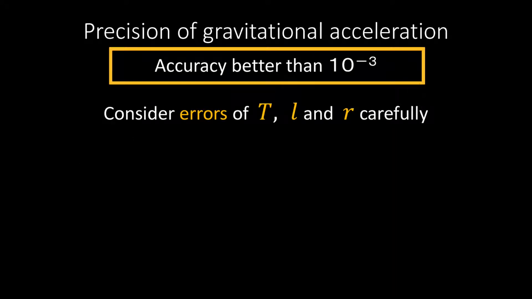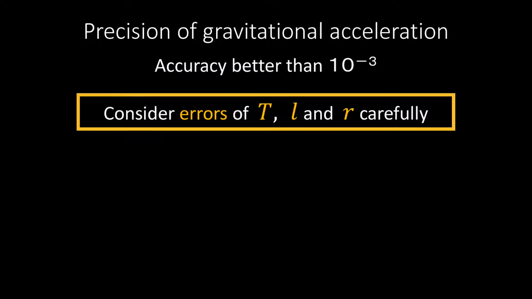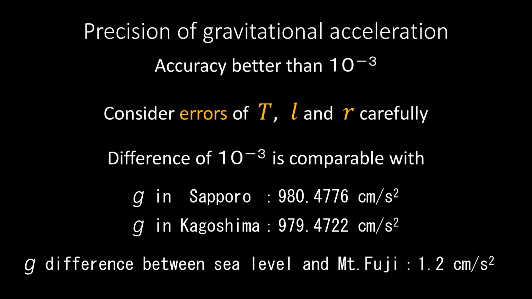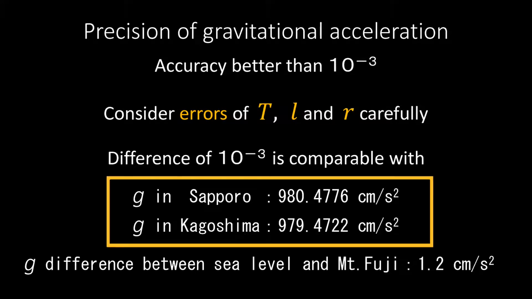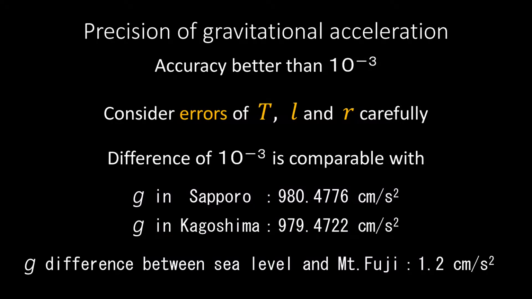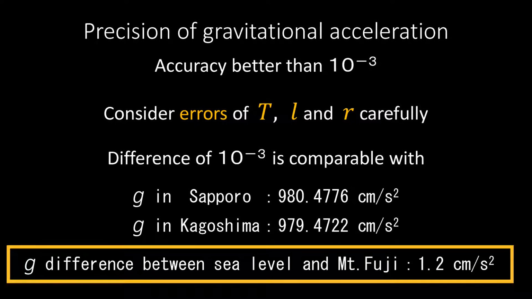In this measurement, we are aiming for an accuracy better than 10⁻³ power. To achieve this, we need to carefully consider the error of each measurement. How much of a difference in gravitational acceleration does our target of 10⁻³ power correspond to? The difference in gravitational acceleration between Sapporo and Kagoshima is about the same. Also, if we look at the difference in height, the difference in gravitational acceleration between the sea level and the top of Mount Fuji is about the same.